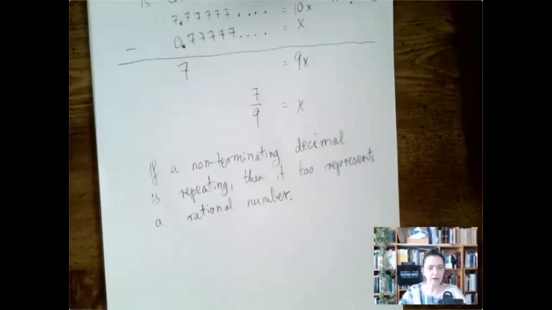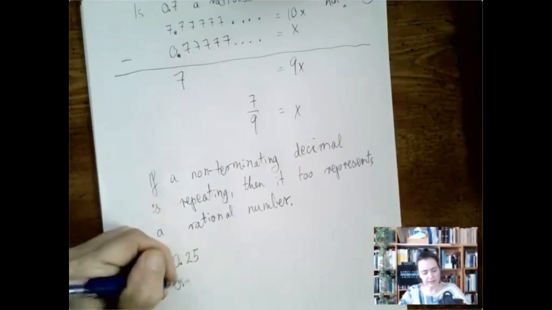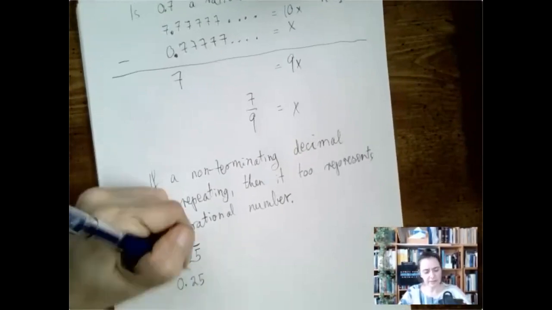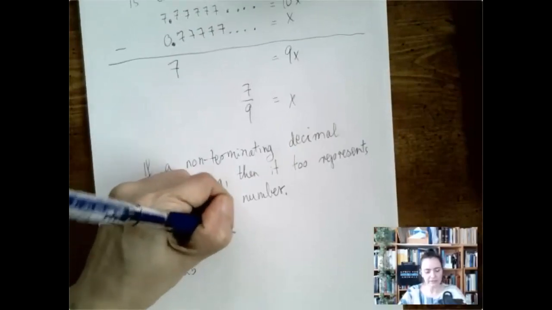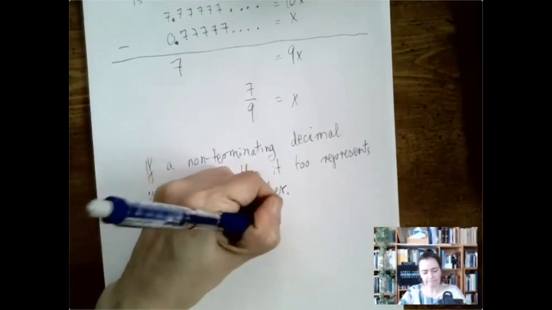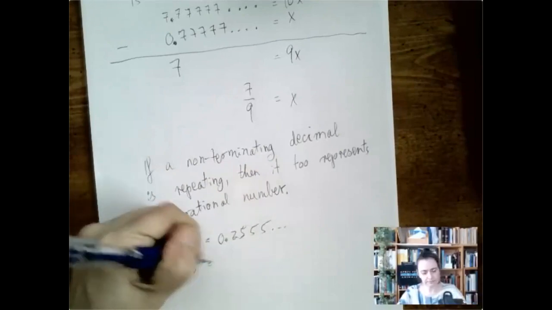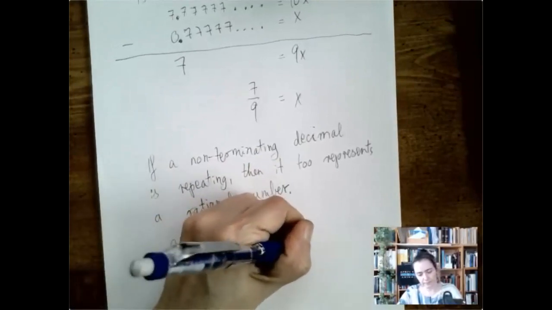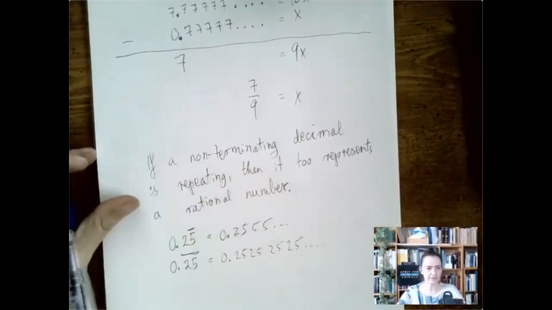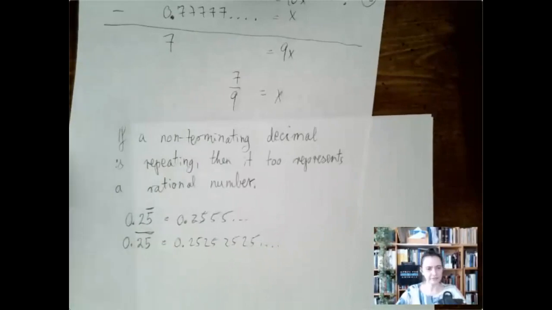Now, you have to be very careful to understand the difference between these two repeating blocks. This is 0.25555..., and this is 0.25252525... So you overline the repeating block. We're going to do both, but I first want to do the 0.2525.